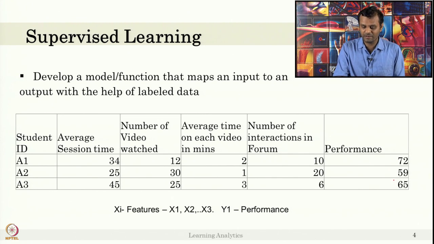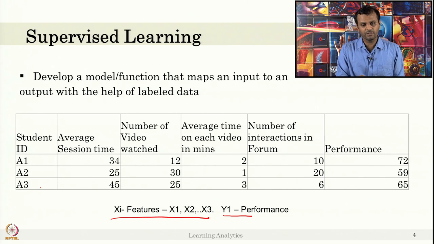So that's why it's called dependent value. These are all independent values. So we call that y, the performance, as the label y, and xi are the features x1, x2, x3, x4. Here I have students A1, A2, A3.